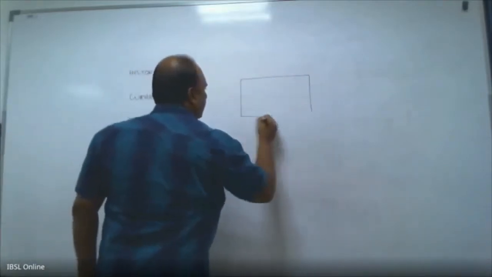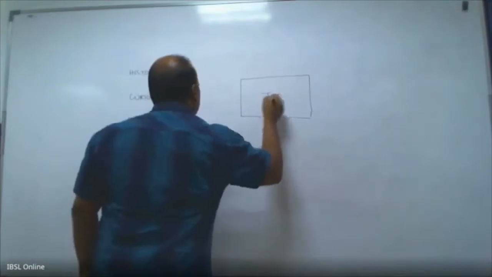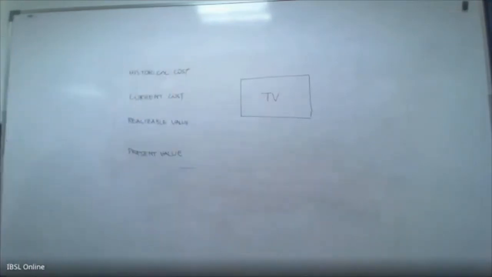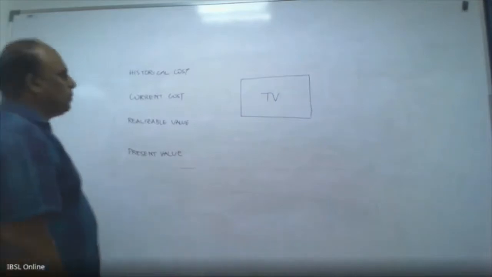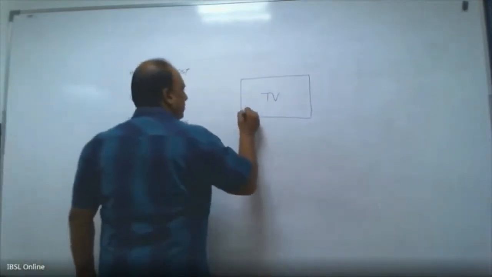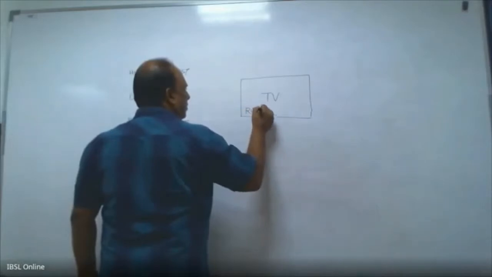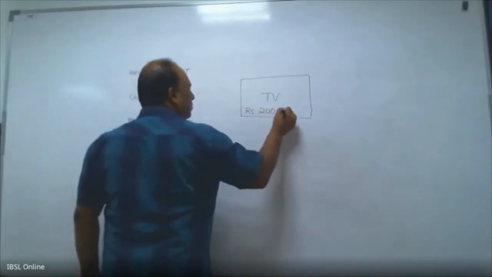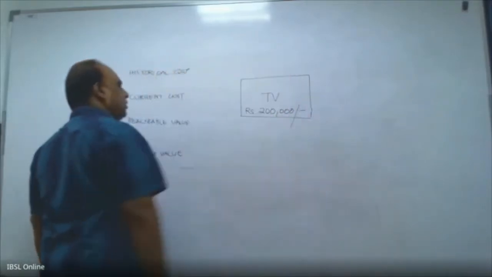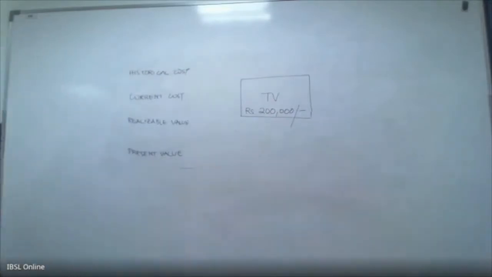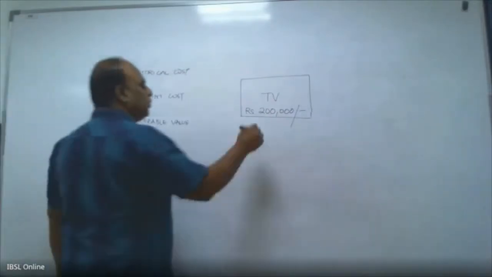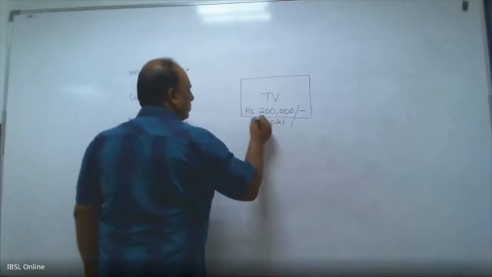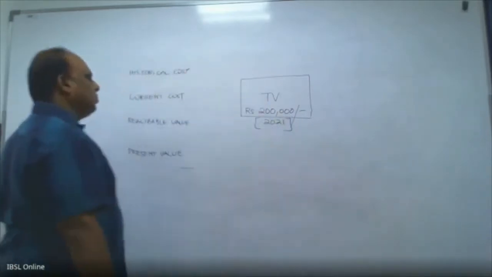Let's take a television, right? There is a television. Now you want to buy a television, latest model television today, right? So what would be the price? Let's say 200,000, just for argument's sake, 200,000. Now today, this is 2021.